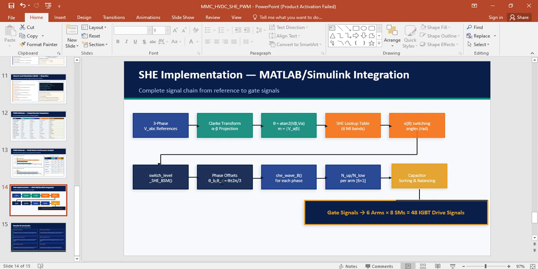From there, we have different offsets and SHE waveform for each phase. Then this gives a signal, and these signals finally go into the capacitor sorting algorithm. So this is a capacitor voltage balancing algorithm. And after that, since we have 8 submodules, with this we have 48 IGBT drive signals for our overall system.